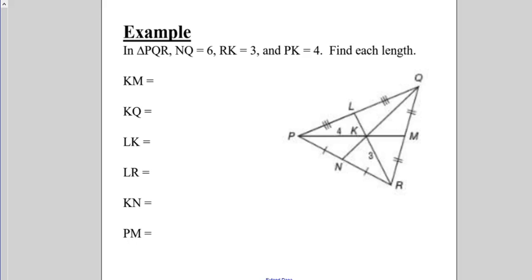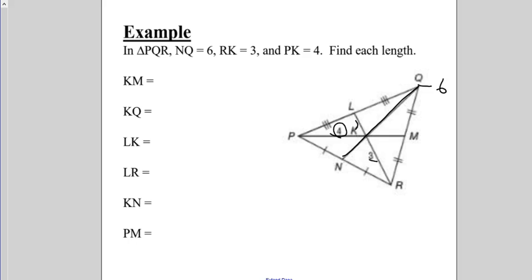All right, so in PQR, it says NQ is 6. Let's fill in what we know. NQ is 6. So that's this whole piece right here. That's 6. All right? RK, that's going to be hard to write, so we'll just kind of do this to make note of it. RK is 3, and that's written here. And PK is 4. That's written here. Okay? It says find each length.